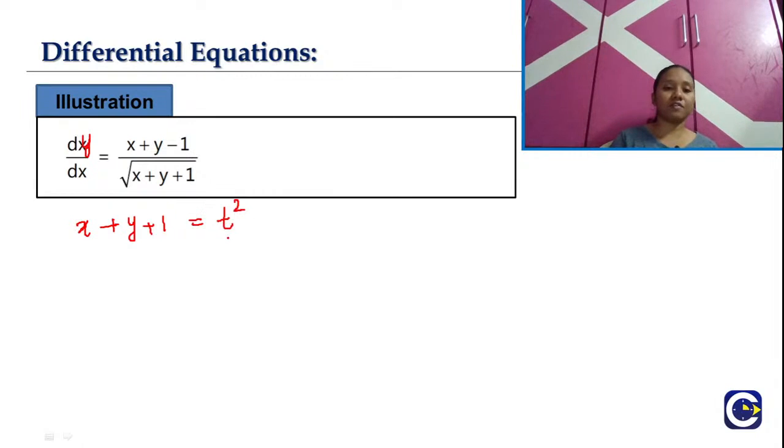Now as we have our first step, the next step will be differentiating this and replacing our given differential equation in terms of t and x.